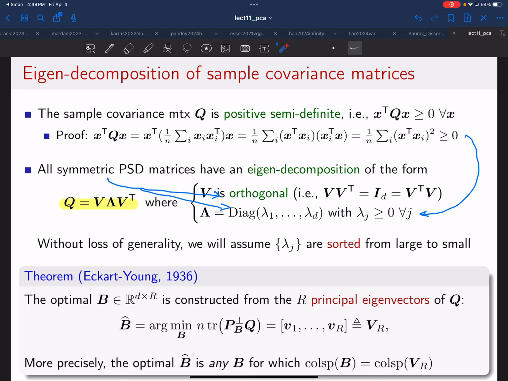to small. Basically, when you use a solver like in Python or MATLAB, an eigenvalue solver, you're definitely not guaranteed to get them sorted, but you can always sort them manually if that's useful to you. You can always do it. So we'll just assume that that's been done.